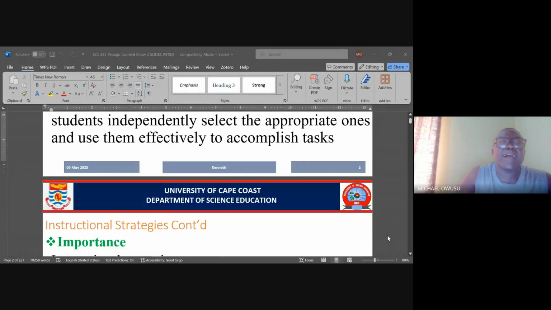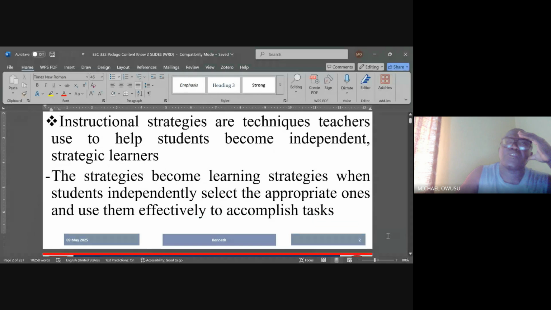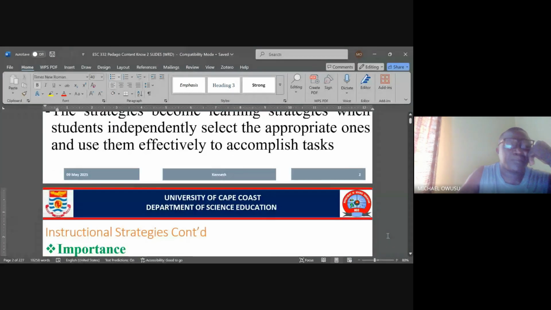You know, we are saying that the strategies we give to our students are the techniques you use to help your students become independent and strategic learners. Your students becoming strategic learners means that independently, on their own, they are able to select the appropriate strategies and use them effectively to achieve a given task. So the question is, what is the importance of it?